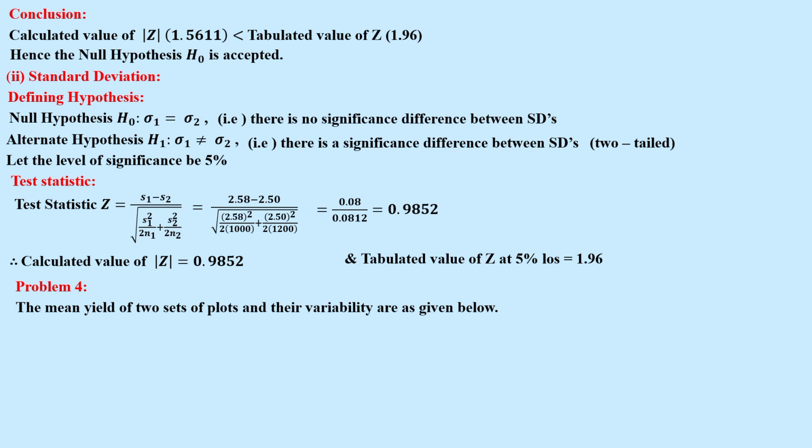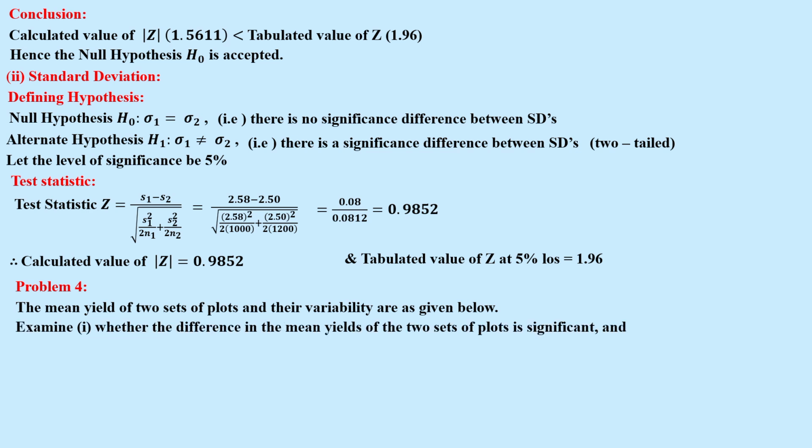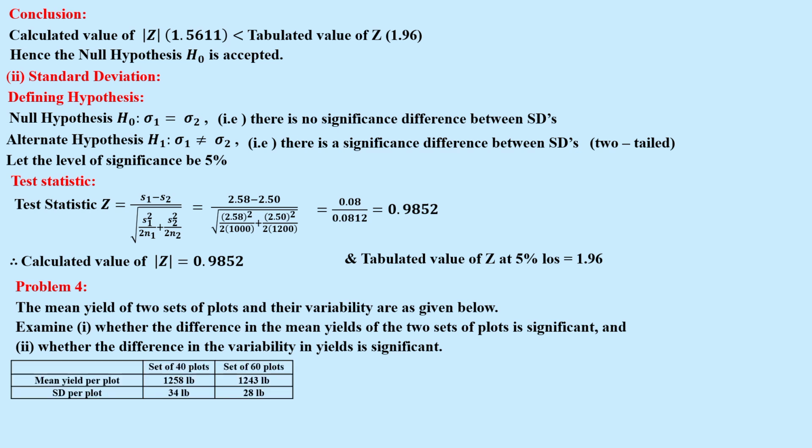The mean yield of 2 sets of plots and their variability are as given below. Examine whether the difference in the mean yields of 2 sets of plots is significant and whether the difference in the variability in the yields is significant, right? So two types of fields, different types of yields from the 2 separate plots, right? They have given the data. Given sample sizes n1 is equal to 40, n2 is equal to 60.